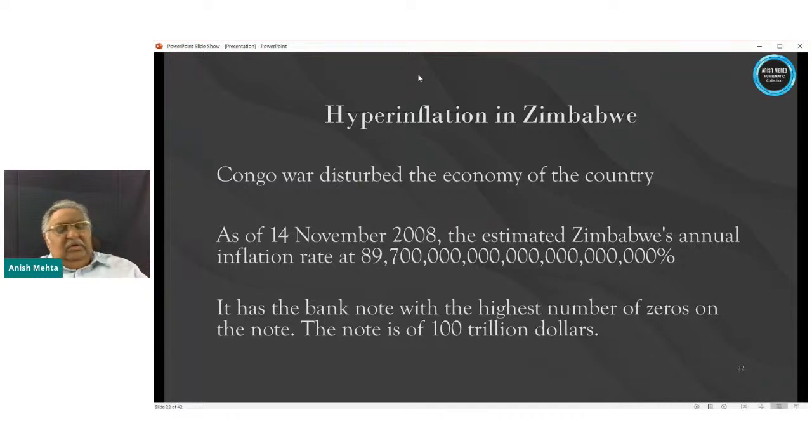Zimbabwe finally closed the hyperinflation period by terminating their currency and started using foreign currencies in a local manner, and at a later date introduced a new series of Zimbabwe dollars, which replaced the hyperinflation currencies.